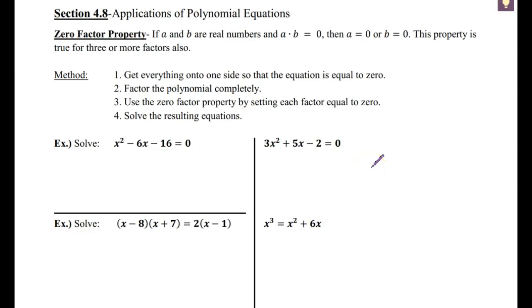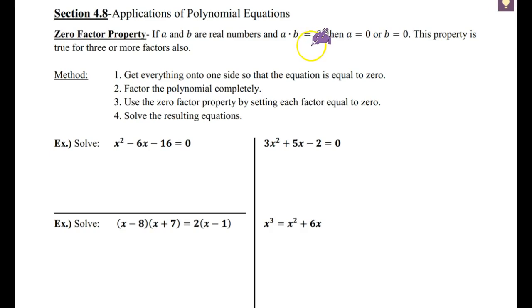In this video, we're going to be talking about using the zero factor property, or zero product property, as I've also heard it called, to solve equations involving polynomials. What this property says is that if you have two factors or more, so two things or more being multiplied together, and they're equal to zero, then one of the two things has to be zero.